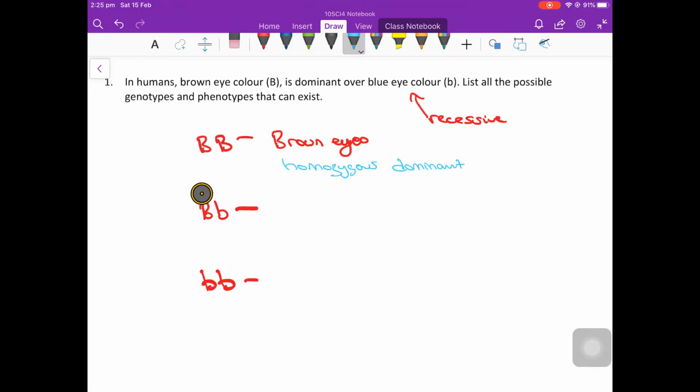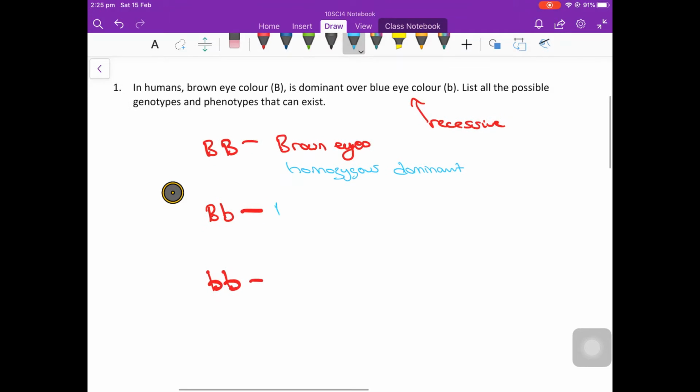Let's have a look at our second genotype option. It's capital B and a lowercase b. Now in this example, this offspring has inherited 1 allele for brown eyes and 1 allele for blue eyes. So what is going to be expressed? What's going to be the phenotype of this offspring? And the answer lies here, where they've mentioned that brown eyes is dominant over blue eyes. So this offspring will have brown eyes.